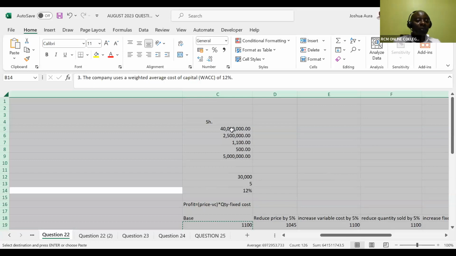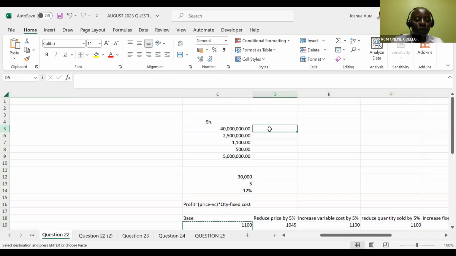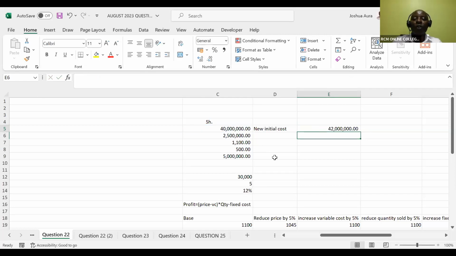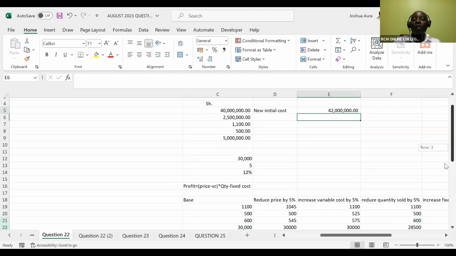I'll not affect this number. I'll simply come and say new initial cost. New initial cost, to avoid the issues because that number is linked up somewhere. So a new initial cost will be equal to the old cost times 1.05, like that, which is very good. So now after I get this figure, I should be able to use it very well.